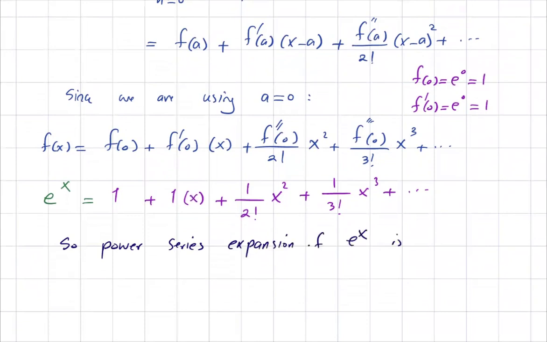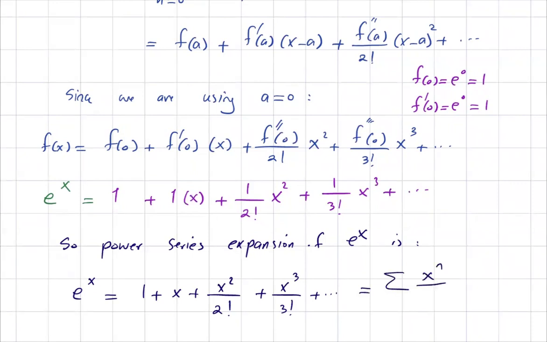So, the power series expansion of e to the x can be written as the summation of 1 plus x plus x squared divided by 2 factorial plus x cubed divided by 3 factorial plus the rest of the terms, which in turn can be written in a shorter, compact version, which is the summation of x to the n divided by n factorial, starting from 0 going to infinity.